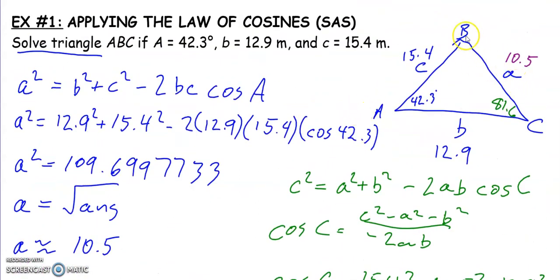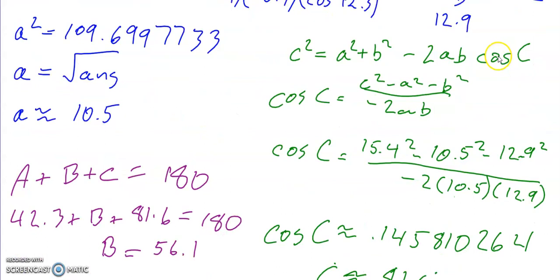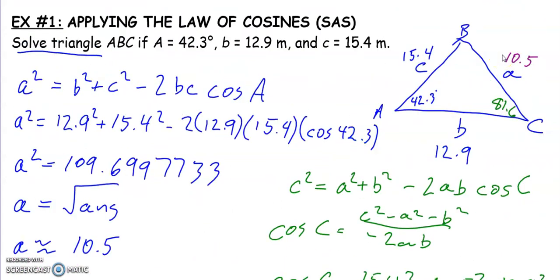Now, be aware, we still could have used the law of sines. When I wanted to find angle C, I could have used the law of sines: the sine of angle C over 15.4 equals the sine of 42.3 over 10.5. We could have done that. But I just wanted to get some practice in with the law of cosines again, so we can see what we are doing. Kind of cool.